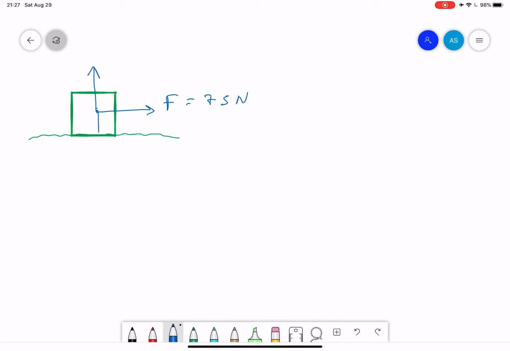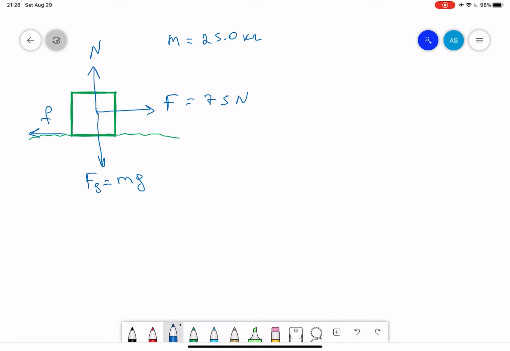Normal force. Then here we have a friction force. Now this friction force can be static or kinetic depending on the situation. First of all, we know that in part A we have to find the static friction. Then here we have one more force, which is Fg equal to mg. Now the mass is given, which is 25 kilogram.